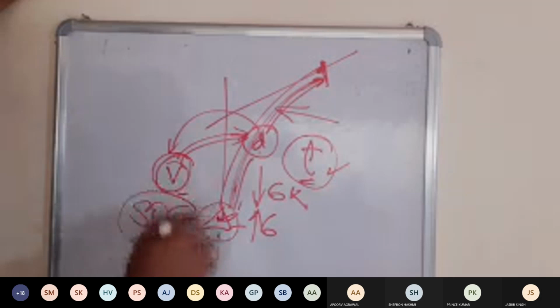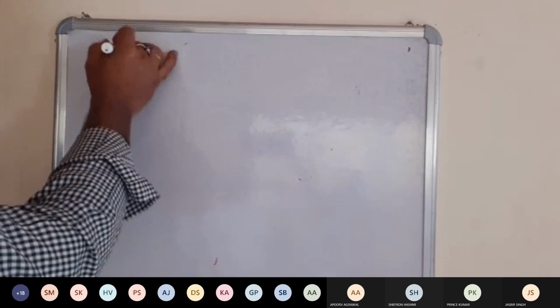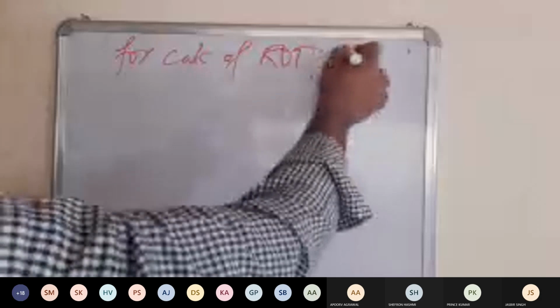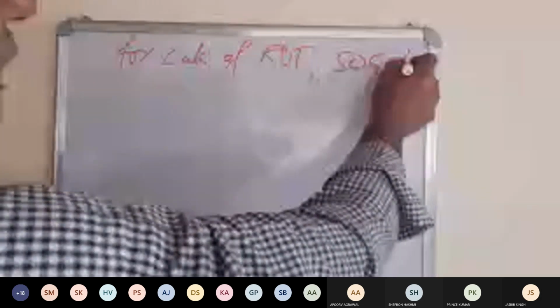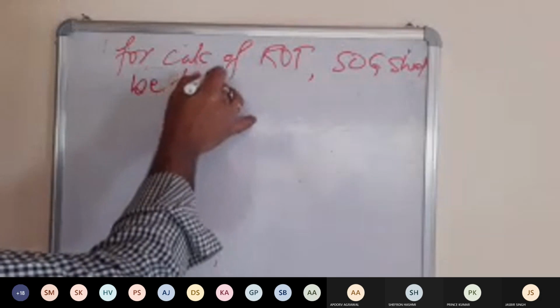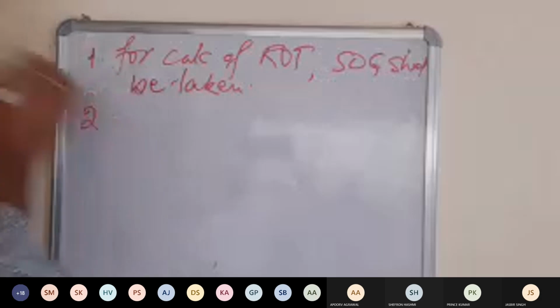So basically, point number 1 in consideration is that for calculation of ROT, SOG should be taken. Number 1.